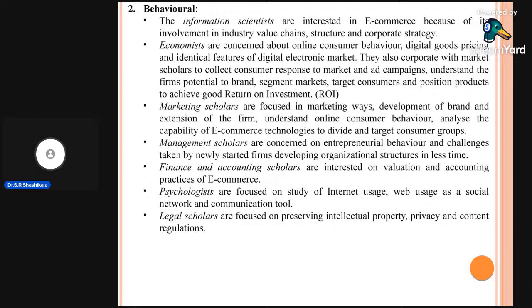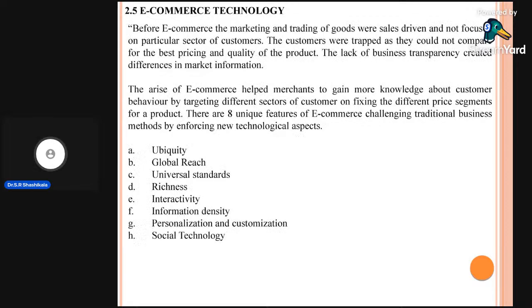Then there are legal scholars. These legal scholars especially work on concepts like intellectual property, issues concerning the maintenance of privacy, and content regulations. All these things will be handled by the people concerned with legal knowledge. So these are the aspects of behavioral disciplines.